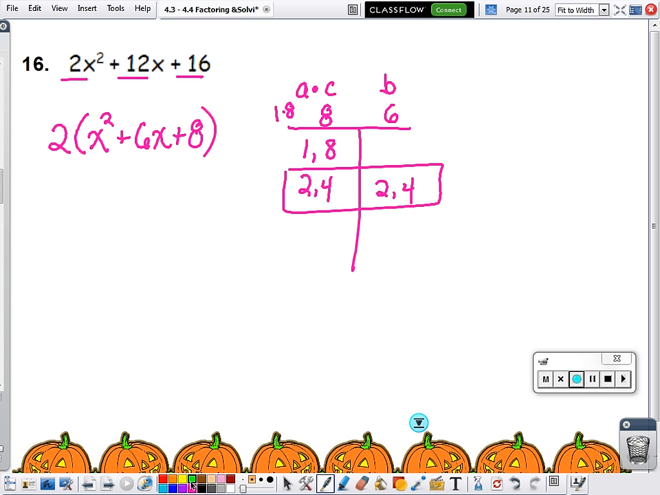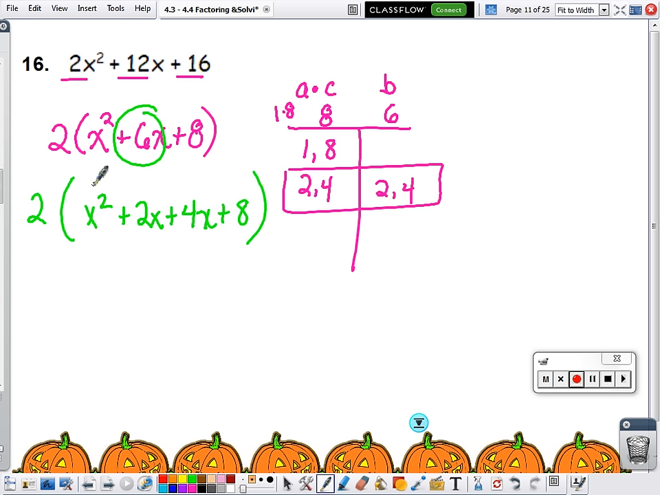So the next step that I have is I'm going to replace this 6x. I'm going to go ahead and carry this 2 down because it's already been factored out. So it will be part of my final answer. But it does not take place when I'm factoring this trinomial. So I have x squared plus 2x plus 4x plus 8. I'm going to group my first 2 terms and my second 2.